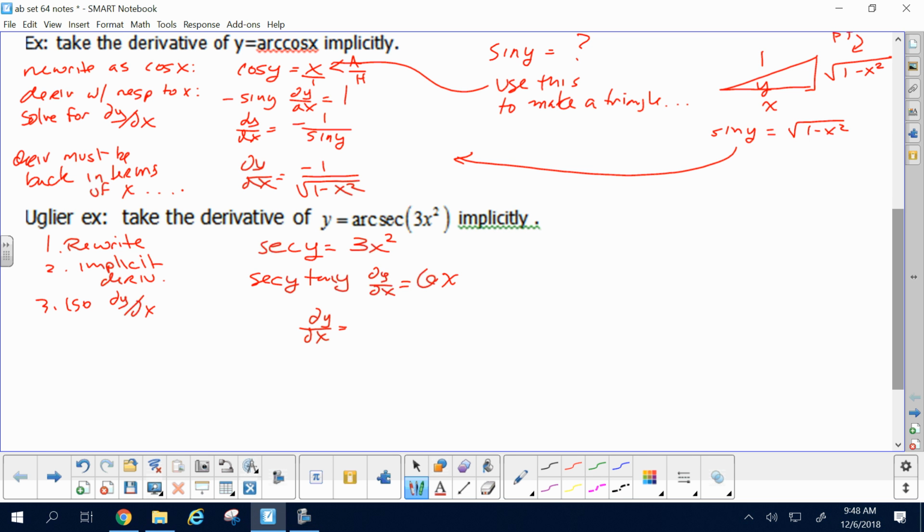So if I solve for dy dx, I need to divide that stuff away. 6x over secant y tangent y. Now you can leave it like that, or you could say, you know what, secant in the denominator is the same as cosine in the numerator. That might help. I'm not sure if that'll help, but let's go there. That's 6x cosine y tangent y, yeah?